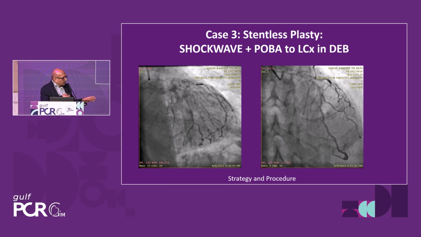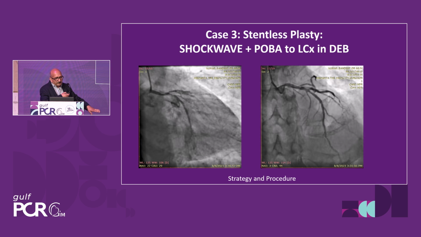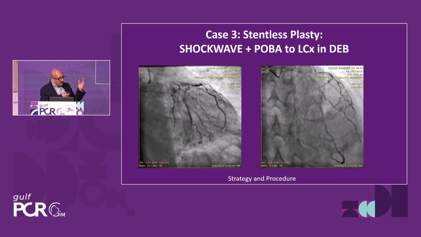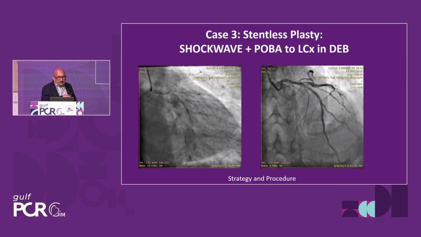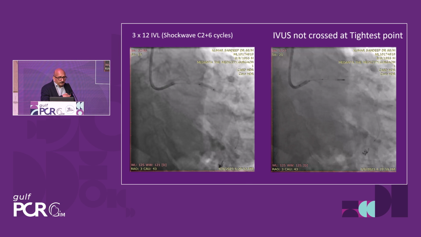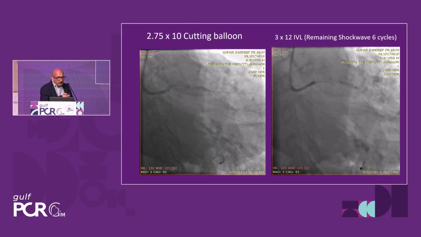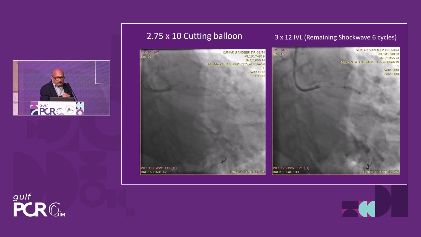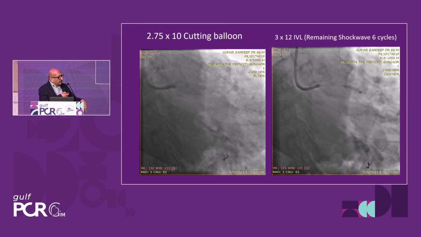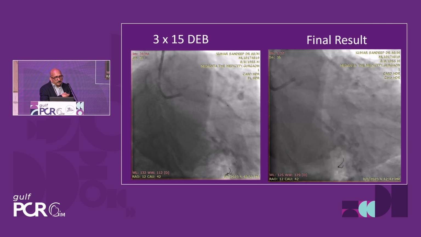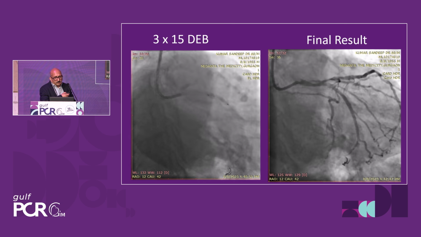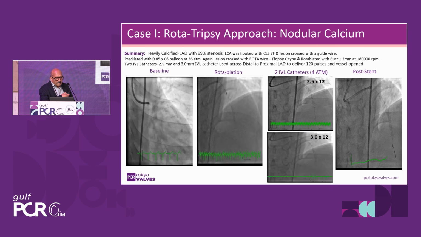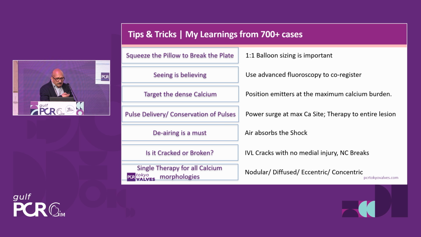We have done many cases now, especially for the circumflex ostium, where you do not want to put a stent, calcified lesion. What do we do? So we did a balloon dilatation, and then followed by Shockwave, and still there was some problem. So we did a cutting balloon here to cut some fibers over there, and then followed by again IVL using a 3 millimeter same balloon, and then followed by drug-eluting balloon with a very good outcome here. So with this, I think I will move on and tell you my final tips and tricks.